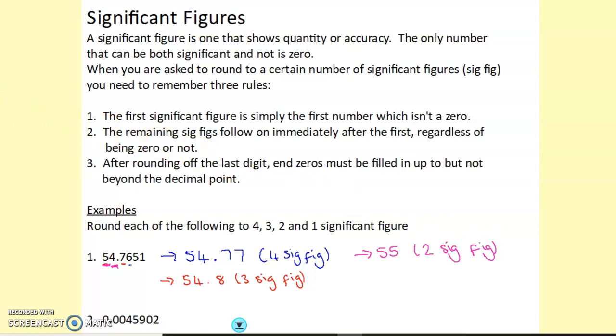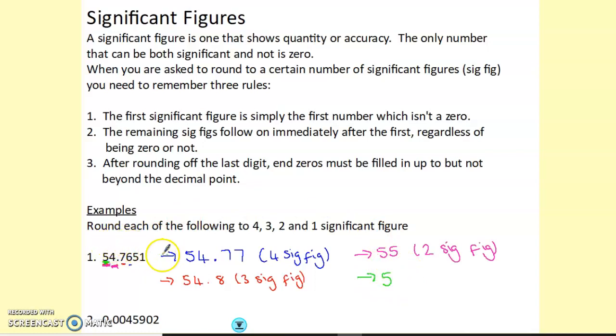Last one then, 1 significant figure. There's my 5. After my 5 is a 4, so it's going to stay as a 5. That's just following my normal rules of rounding. We always look to the next number along to decide. If you think back right to the beginning of rounding, I said I wanted to keep this number as close as possible to the starting number.